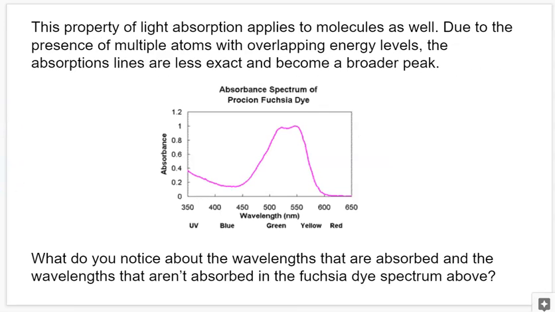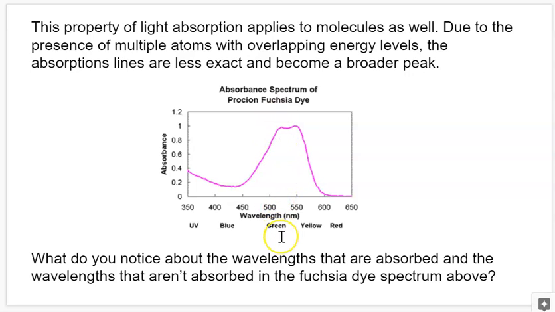And back to what we were saying before about the absorption of light, this applies to molecules as well, not just atoms. And this is due to the presence of multiple atoms with overlapping energy levels. And this causes the absorption lines to be less exact and a broader peak. So instead of being a specific line at a specific wavelength in a spectrum, we end up getting peaks. And we could see here, this is an absorbance spectrum of fuchsia dye. We could see that based off of the y-axis, which is telling us the amount of absorbance, that we're getting some peaks around 550 and maybe 515-ish.